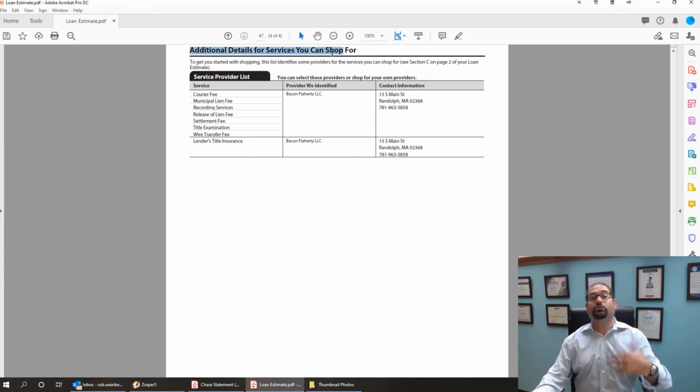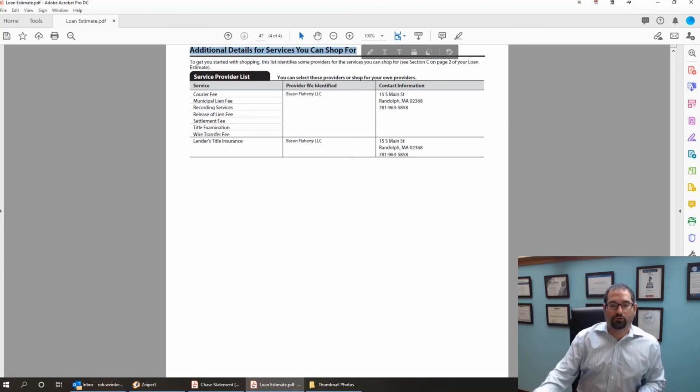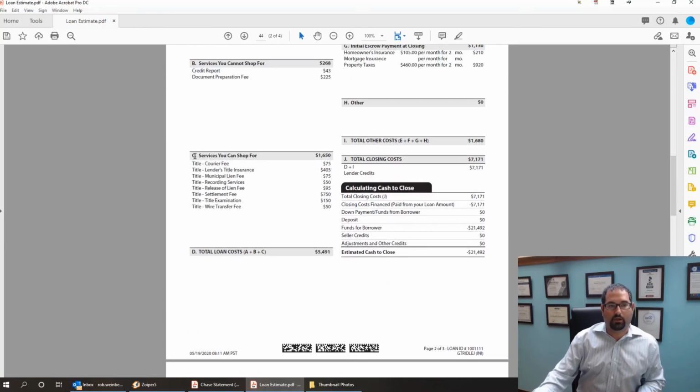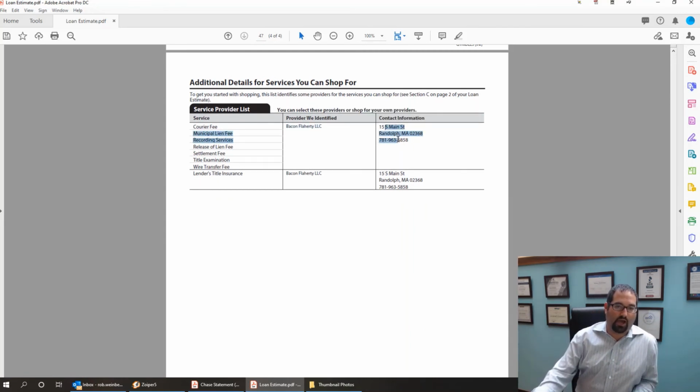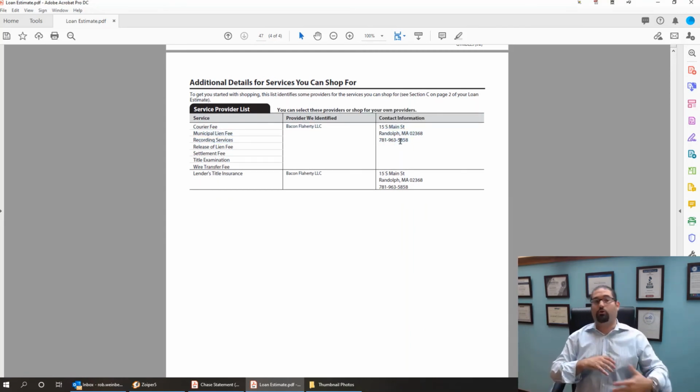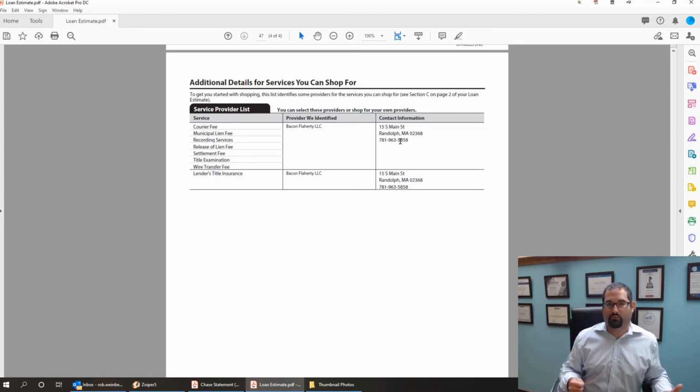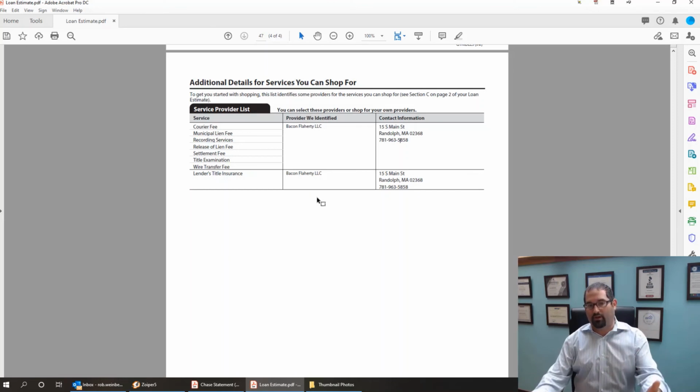Last page here of this disclosure is going to be additional details for services you can shop for. So earlier on, we talked about Section C, services you can shop for. This is where it's going to break down the provider that they've identified, and it's usually going to be based on zip code or someone that your lender's done business with before that does these services. If you're getting a survey of your property, a land survey, it will be listed in here. If you're getting a pest inspection, it will typically also be listed in here.